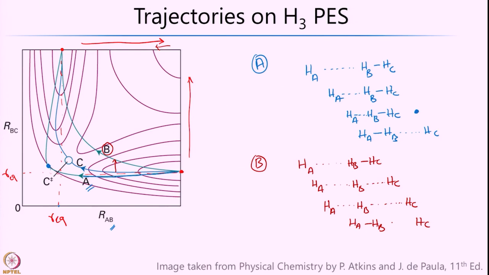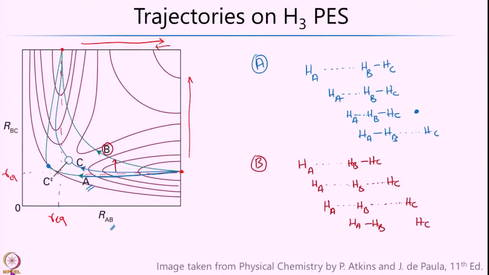However, another possibility is that both these processes, that is the approach of the hydrogen atom and the weakening of the HBHC bond, can occur to the same extent or to a similar extent. So that is what we will call C. In this case, the approach and the breaking, these two processes, are occurring to the same extent. So in that case, you would take this particular path, which is the C, you go along the path C, and then you ultimately end up in the product here, right.